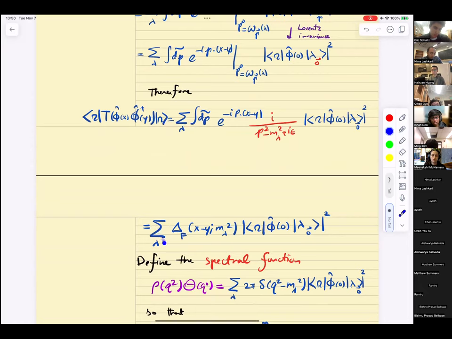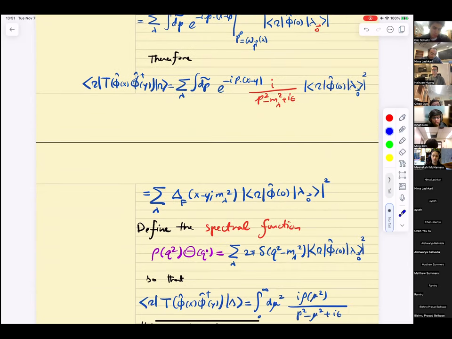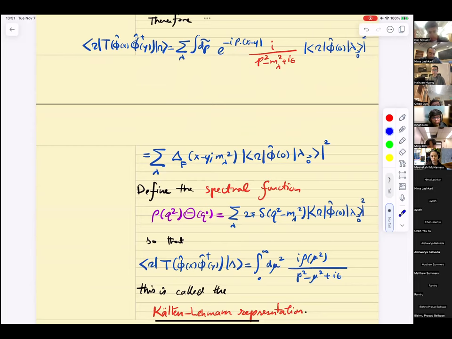So this is a sum over lambda, the propagator in space for a particle of mass m lambda, with these coefficients. Now, we introduce something called the spectral function. The spectral function is this sum, rho of q squared, and this is a definition, if you wish. This is a step function, reflecting the fact that energy is positive, right? You won't end up with any negative masses, right?